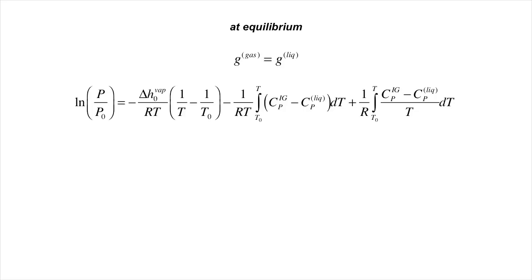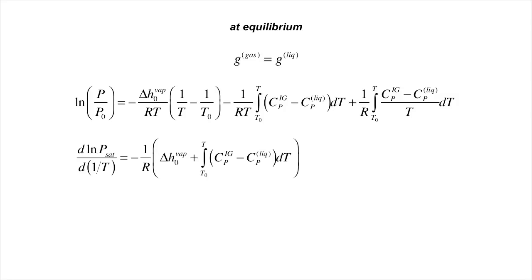Imposing this and rearranging a bit, we get an equation relating pressure to temperature at equilibrium. There are quite a few terms here, but we can see what appears to be a principal dependency of the log of pressure versus reciprocal temperature. To better see what's going on, let's take a derivative of log P versus 1 over T, which results in the expression shown here. The term on the right contains delta H0 plus the integral of the difference in heat capacity between the liquid and gas.